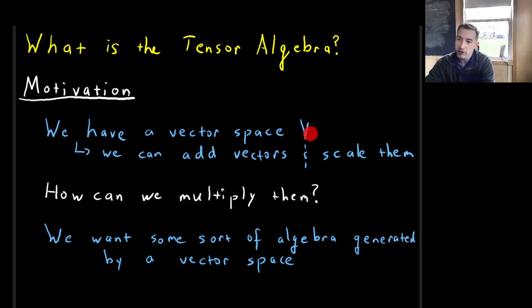So let's say we've got a vector space. Well, we can add vectors and we can scale them. That's pretty lovely. There are all sorts of reasons, though, why we might want to figure out how we can multiply them. I won't give motivation for why you might want to, but let's just assume we're trying to figure out how we might multiply vectors. Well, vector spaces equipped with a multiplication, that's what algebras are, at least in this context. So what we want is some sort of algebra generated by a vector space.